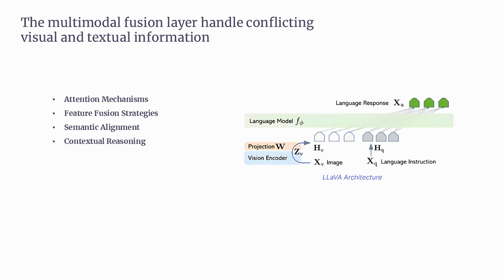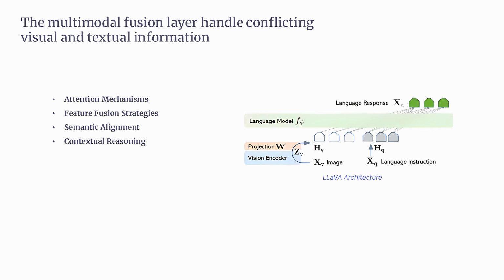The fourth, contextual reasoning. The fusion layer includes contextual reasoning capabilities, which means the model can take into account the broader context when interpreting conflicting information. For example, if there's a contradiction between a text description and an image, the model can use context from the surrounding text or previous interactions to help resolve the conflict.